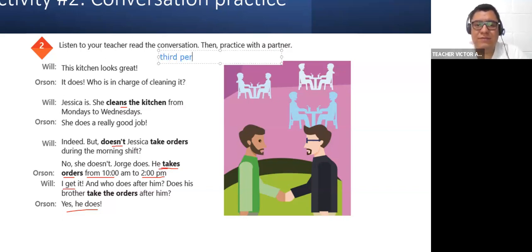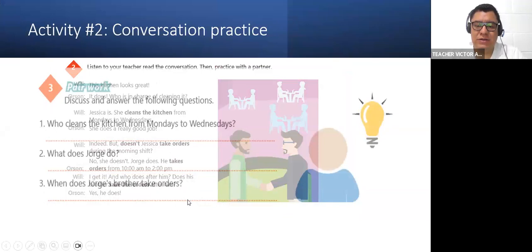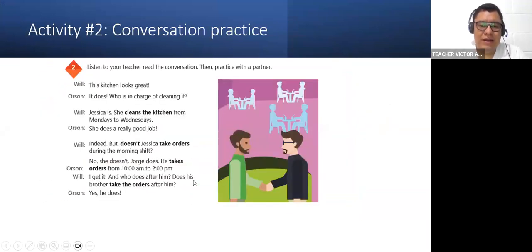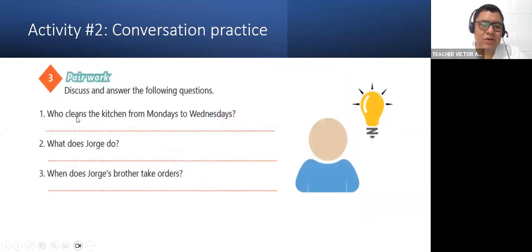Grammatically speaking, that's what it is, right? Present tense. You can call it present tense, simple present, etc. Actually, the same thing, but there are some important rules that we need to keep in mind, right? That's something that we will study today. There are some questions that we will discuss together. The first question is, who cleans the kitchen from Mondays to Wednesdays? What's the answer, guys?